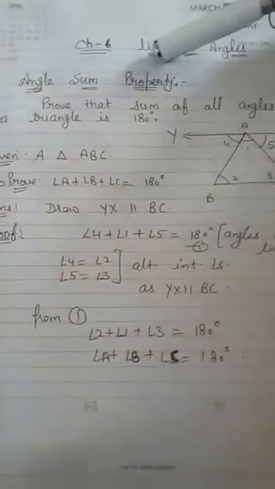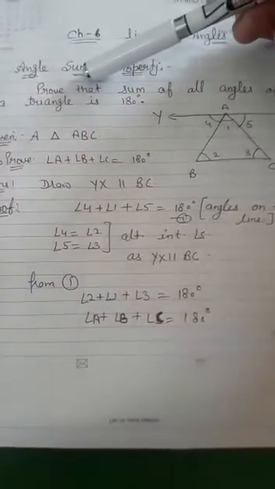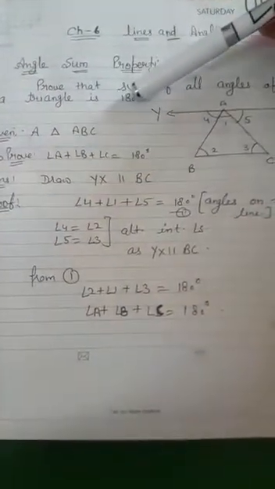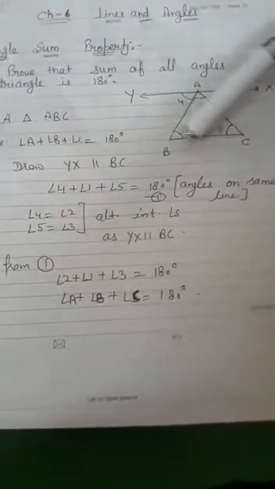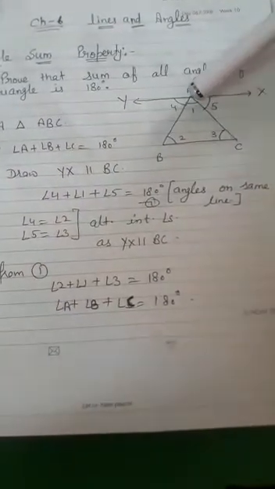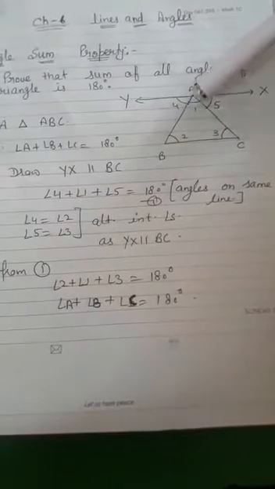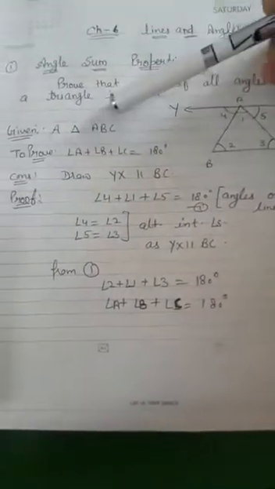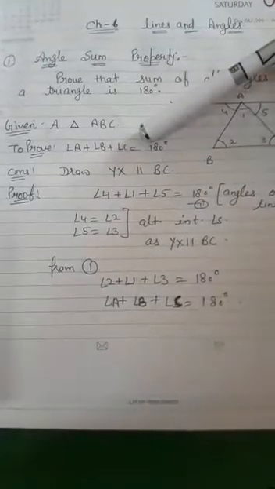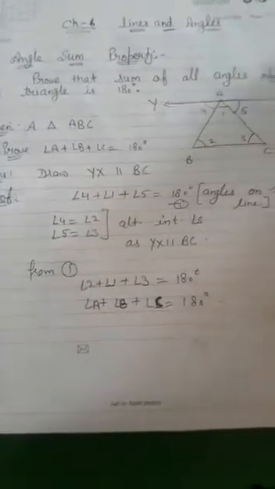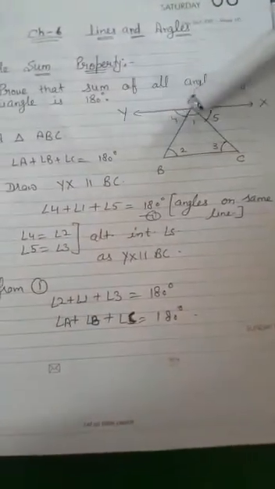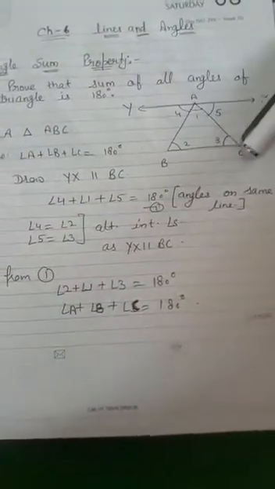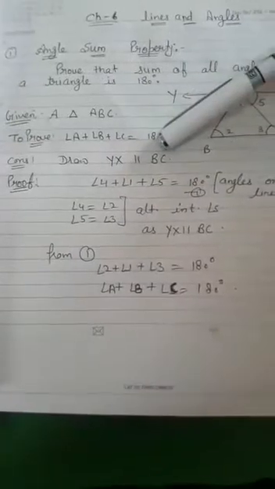angle sum property. Here we have to prove that the sum of all the angles of a triangle is 180. We have a given triangle ABC and we have to prove the sum of its angles, that is angle A plus B plus C is equal to 180. Firstly we have written the given and then what to prove. Now to prove this we will do one construction, that is we will draw a line YX parallel to BC. This we have written in construction.